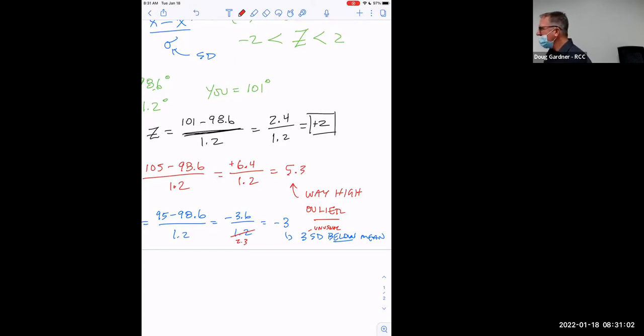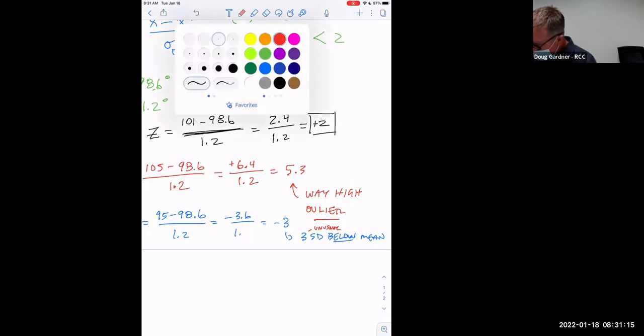So z-score tells you how many standard deviations you are away from the mean. More than 2 either direction, unusual. So it totally depends. You can't know this until you come up with the standard deviation.